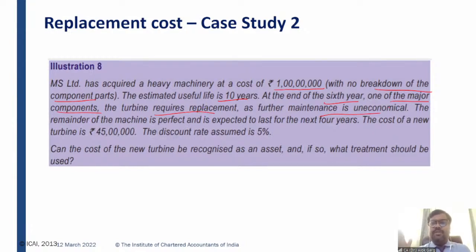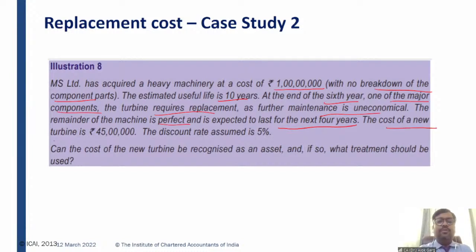So the life was 10 years, but at the end of the 6th year, there was a major component, the turbine of this particular machinery, and it requires a replacement, because the maintenance is uneconomical and the entity wants to replace this part. The remainder of the machine is perfect. Apart from this turbine, the rest of the machinery is perfect and is expected to last for the next 4 years.